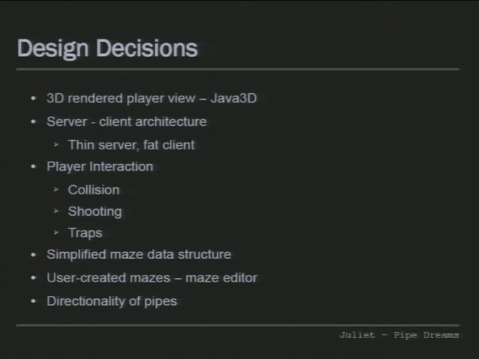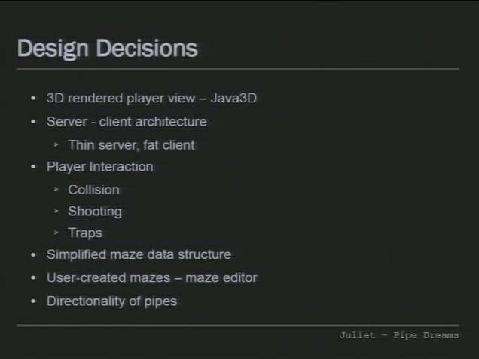And immediately, we decided that we wanted to render a 3D perspective for the players. So we decided to use Java 3D, which contains high-level binding to OpenGL. It's much faster and easier to use than OpenGL, because if we had to learn OpenGL, it would take much more time. We didn't have much time to build a project.